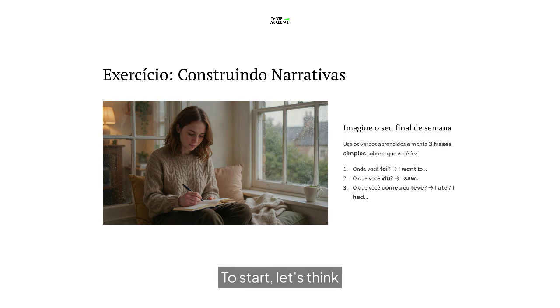To start, let's think about where you went. You could say, I went to the park, or I went to a friend's house. The verb went helps to establish the action and sets the stage for your story. Next, let's focus on what you saw during your weekend. Perhaps you saw a beautiful sunset or visited an art gallery. You might say, I saw a lovely painting, or I saw my friends. Using saw here helps to bring your experiences to life, allowing others to visualize your weekend.